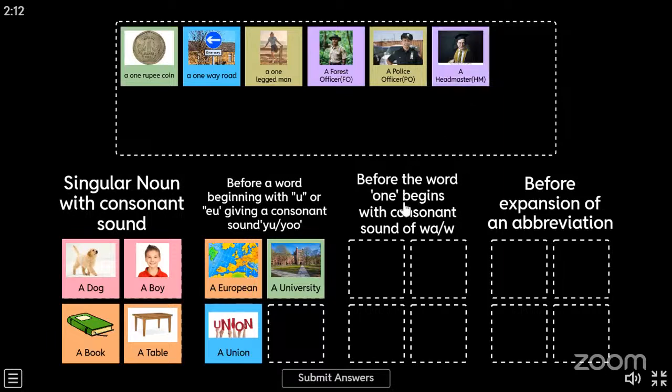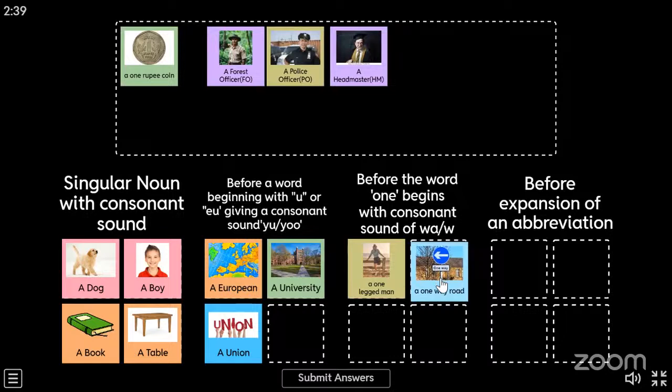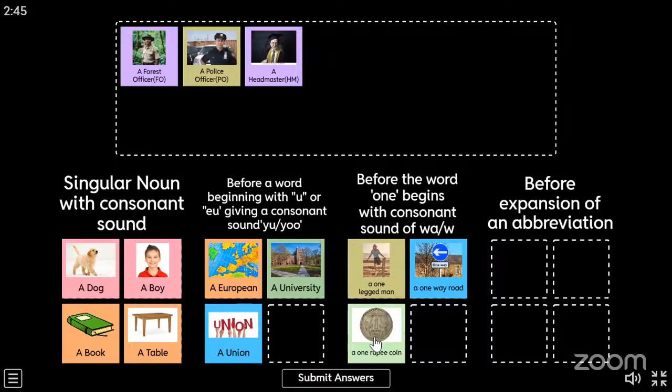Okay. Before the word one, it begins with the consonant sound of V. One. We don't say it as one, V is the sound. O-N-E is the word, but the sound of this word is V. So whenever the word begins with one, a one-legged man, a one-way road, a 1 rupee coin, right? Those words that begin with this word one, we use the article a.